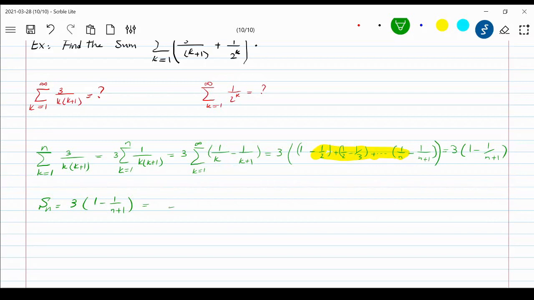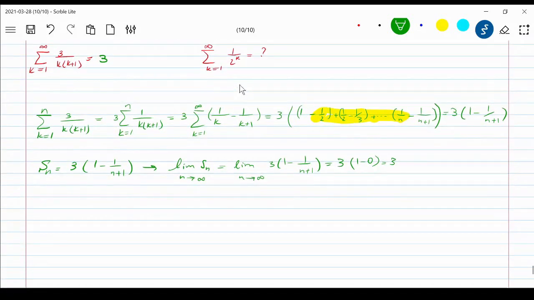And so what can I say about the limit? Therefore, the limit of Sn as n approaches infinity would be the limit of 3 times 1 minus 1 over n plus 1 as n approaches infinity, and that is simply 3 times 1 minus 0, which is 3. So I figured out what this summation approaches. It approaches 3. So the sum would basically be 3.